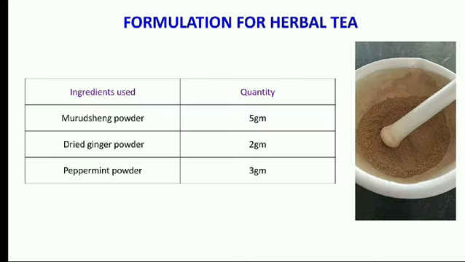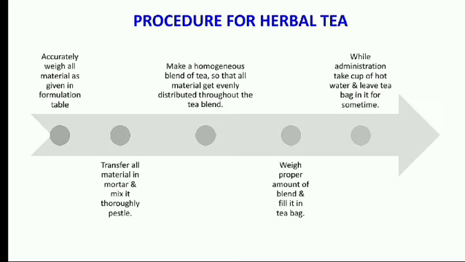This is the formulation table with the quantities used in herbal tea. Procedure is to accurately weigh all the materials and transfer them to the mortar and mix thoroughly with the pestle. Make a homogeneous blend of the tea, then weigh an amount of the blend and fill it in the tea bag. While administering, take a hot cup of water and leave the tea bag in it for some time.